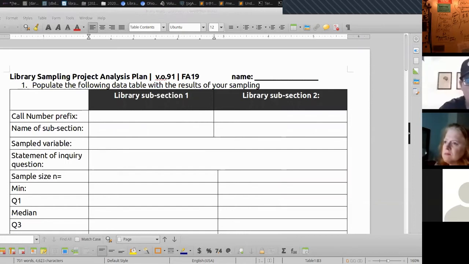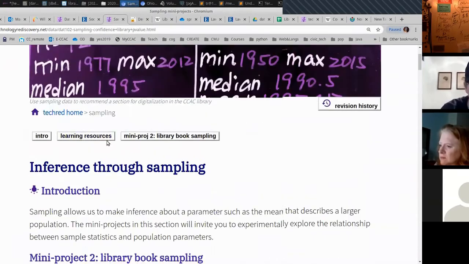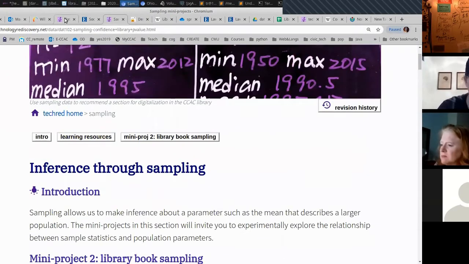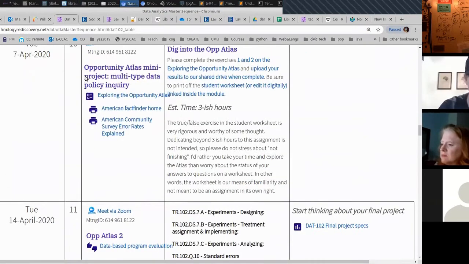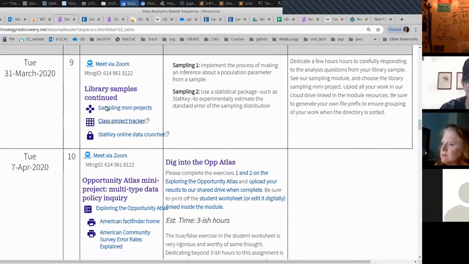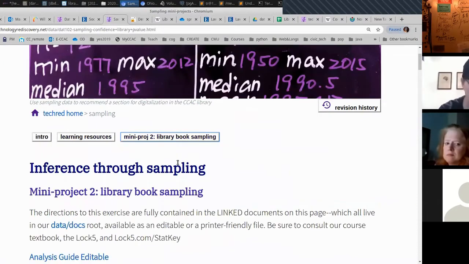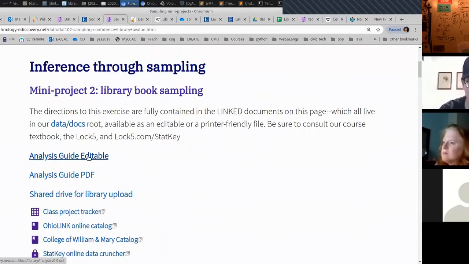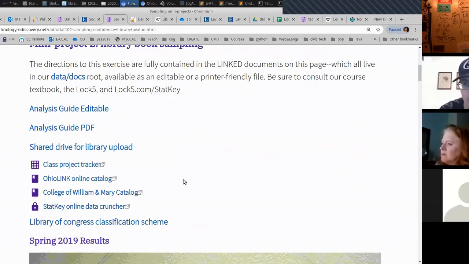Hey, Eric, where do we access this document again? This is under resources on our sampling page. So that would be from the schedule, sampling mini projects, and then resources, and then the sampling mini projects, mini project 2, library sampling, editable analysis guide. Thank you. Yep.